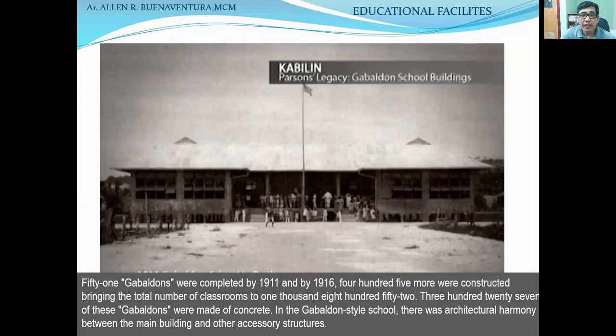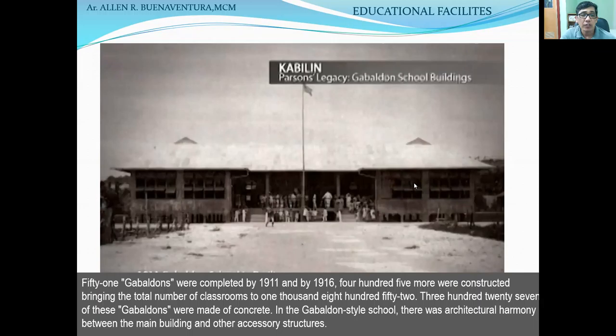327 of these Gabaldons were made of concrete. In the Gabaldon style school, there was architectural harmony between the main building and other accessory structures. So you can see in this drawing there is a main flagpole, and these are the main stairs going up to the Gabaldon or Parsons architecture building. It's on stilts. The Gabaldon structure is on stilts, and the flooring is sometimes made of wood and sometimes of concrete. But the upper part of the building is made of wood. The windows are made of wood, the trusses are made of wood, and the roof is made of steel sheets.